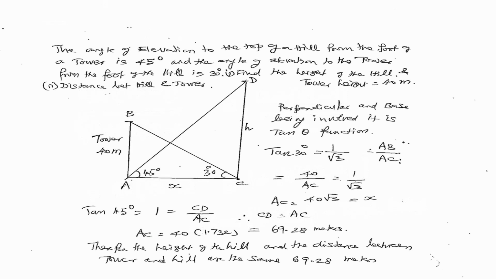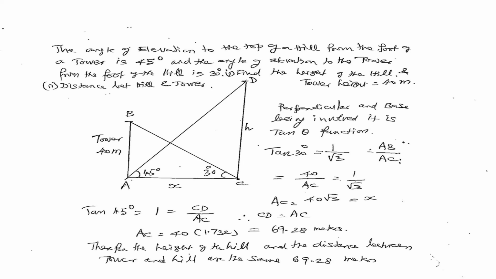Next problem. The angle of elevation to the top of a hill from the foot of the tower is 45 degrees, and the angle of elevation to the tower from the foot of the hill is 30 degrees. Find the height of the hill and the distance between the hill and tower. Tower height is 40 meters. Perpendicular and base being involved, it is the tan theta function.